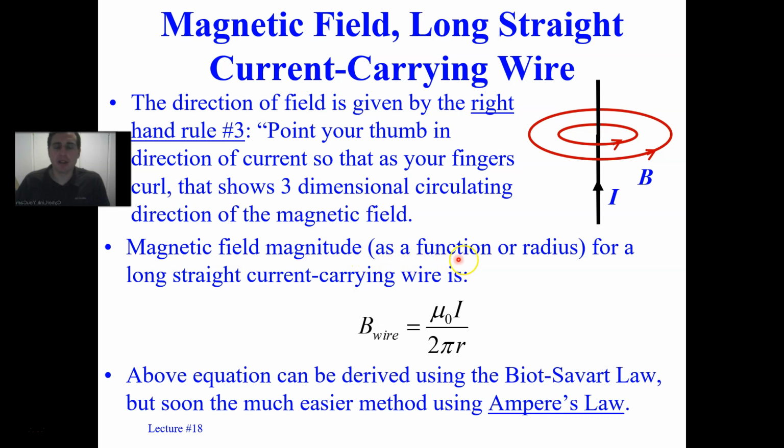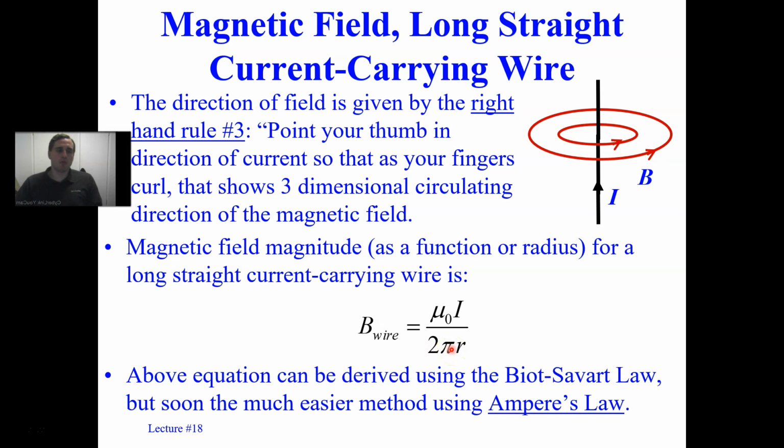The magnetic field magnitude for this particular scenario as a function of radius for a long straight current carrying wire is equal to mu naught I over 2 pi r. Now, by the way, you can derive this above equation using the Biot-Savart law, but very soon in the next set of lecture slides we will use Ampere's law, and it's much easier to derive this relationship for a long straight current carrying wire.